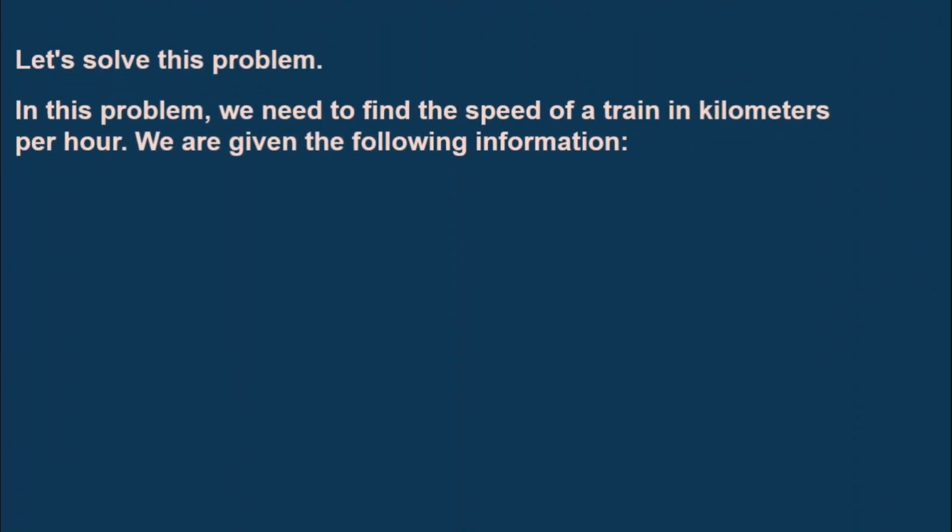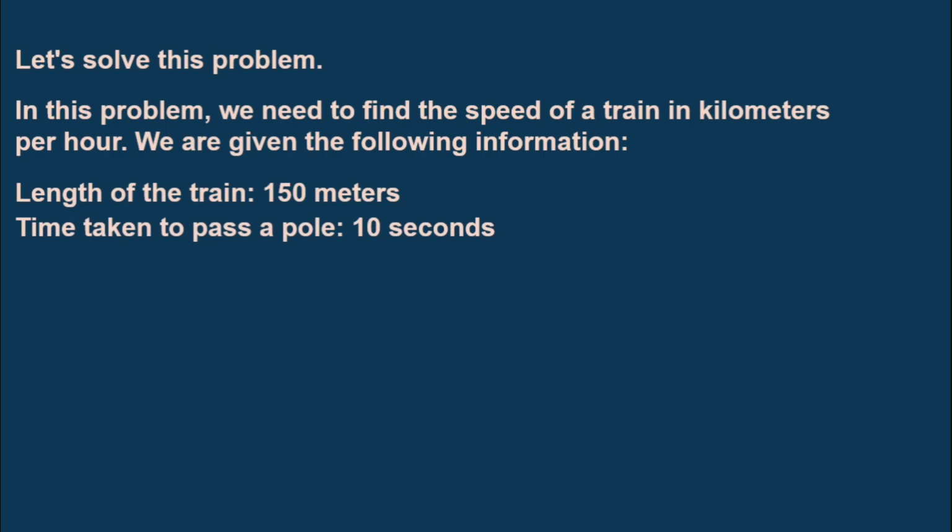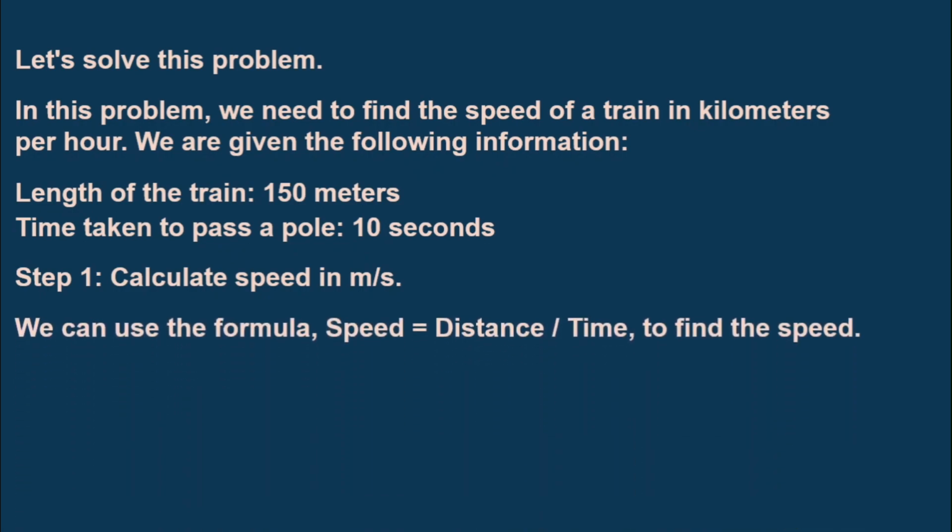In this problem, we need to find the speed of a train in kilometers per hour. We are given the following information. Length of the train is 150 meters. Time taken to pass a pole is 10 seconds. Our first step is to calculate the speed in meters per second. So, here we can use the formula, speed equals distance divided by time, to find the speed.